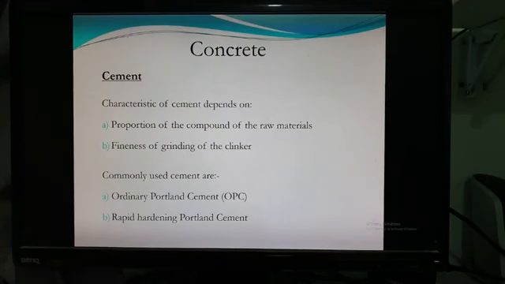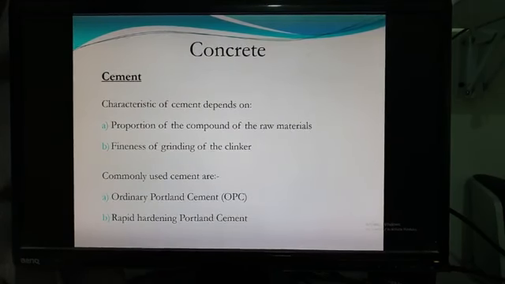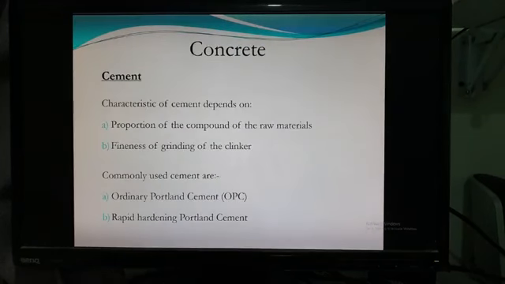Okay, so next is cement. Characteristic of cement depends on how the cement is being produced. The cement we know is being produced at the cement factory. So it depends on the proportion of compound of the raw materials and the fineness of the clinker. So this is usually a trade secret of the manufacturer, but we have the general idea. So the most common type of cement is the ordinary Portland cement, OPC, and the rapid hardening Portland cement.